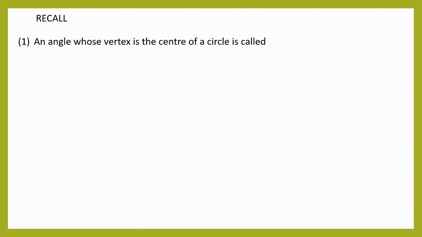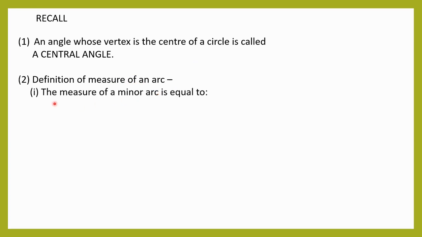Let us recall. We know that an angle whose vertex is the center of a circle is called a central angle. Then we study the definition of measure of an arc. The measure of a minor arc is equal to the measure of its corresponding central angle. So whatever the measure of the central angle is, corresponding to that central angle will be the minor arc, and both of them will have the same measure.